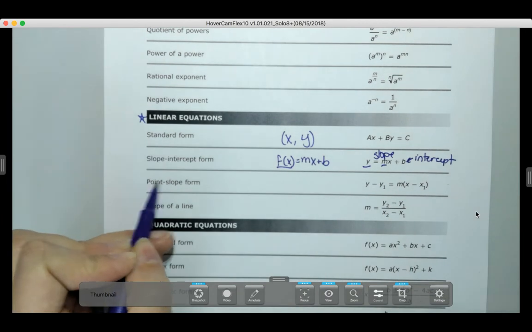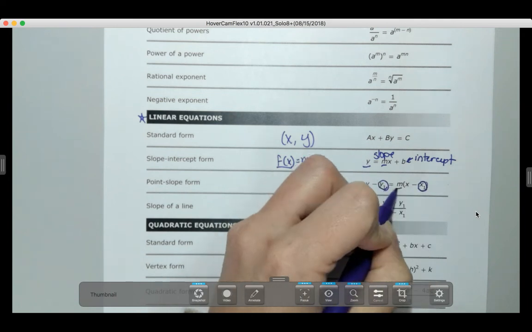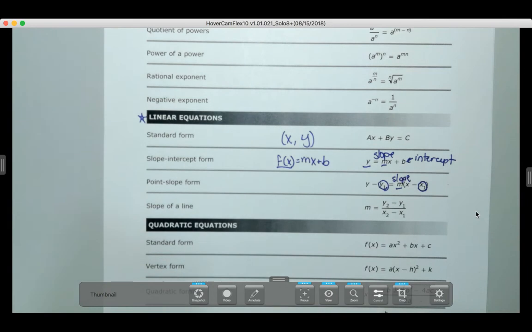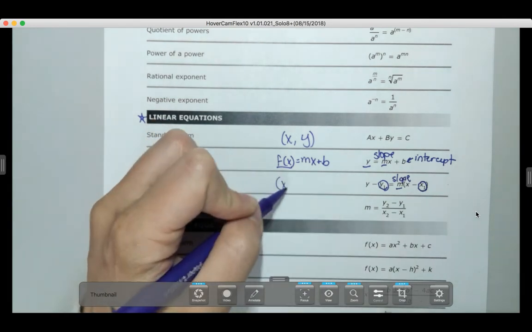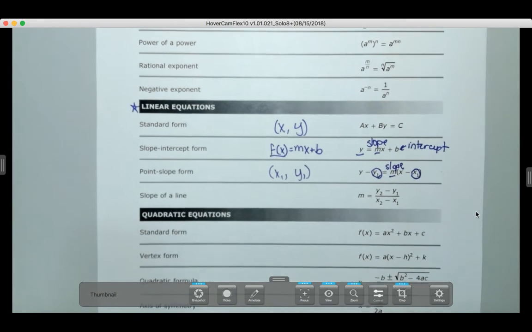All right, then next up, point-slope form, also aptly named because it contains a point and a slope. Your slope, again, is the m. Don't ask me, I didn't name it. And your point, x1, y1. Again, we have that famous x and y.